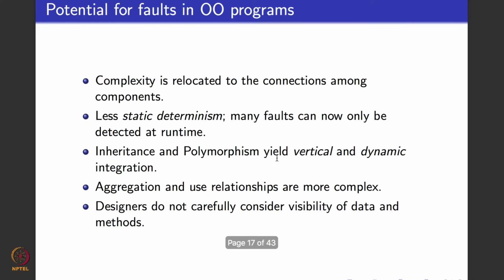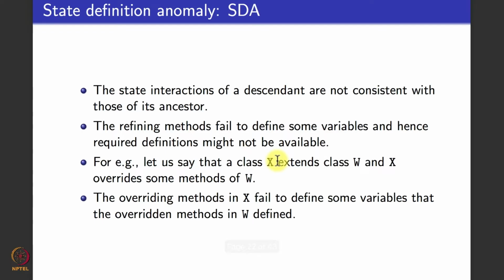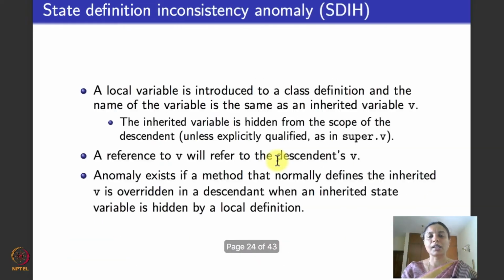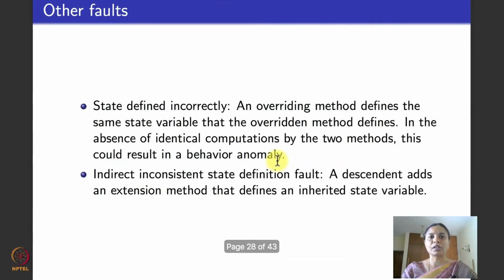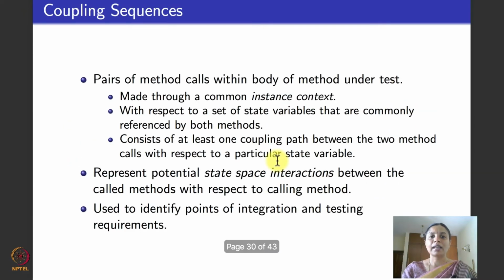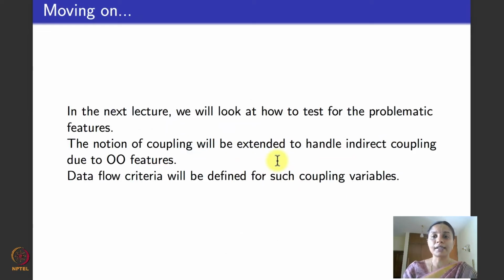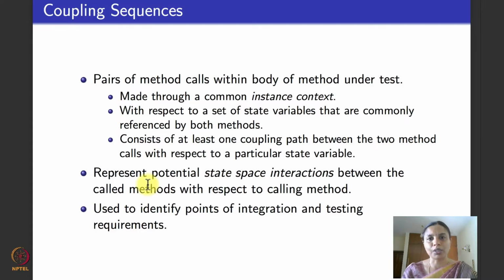And in week 10, I had also introduced you to the various kinds of object-oriented faults: state definition anomaly, state definition inconsistency, state visibility fault, all other kinds of faults. And then what I didn't do is the last part, which dealt with coupling variables specific to object-oriented software. How does data flow work in the presence of coupling variables, and what are the object-oriented specific coverage criteria that we would see? So that's what I'm going to do in today's lecture.